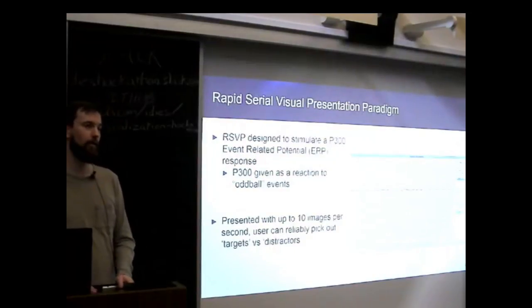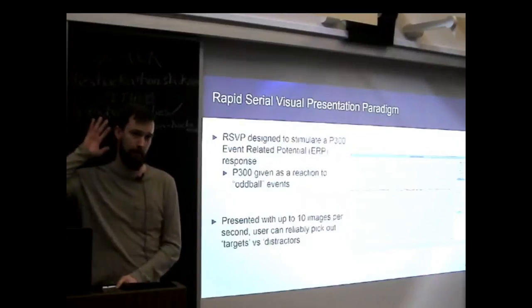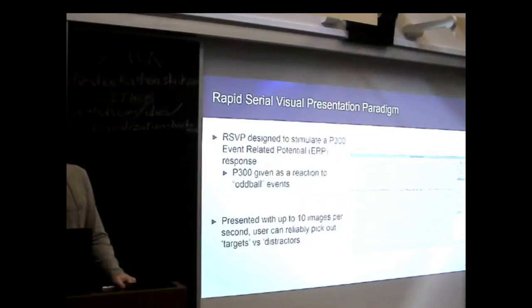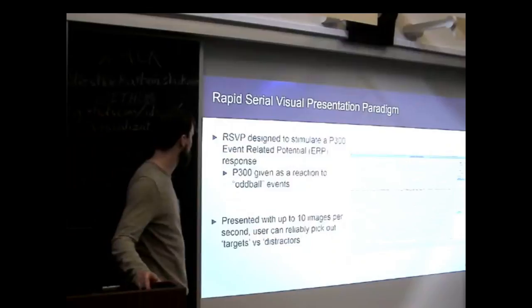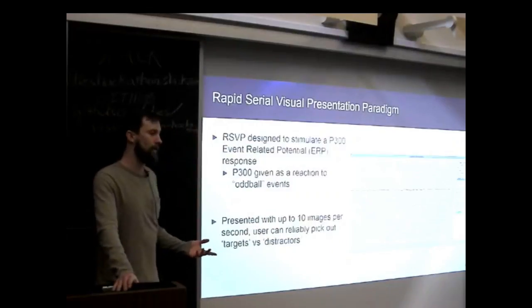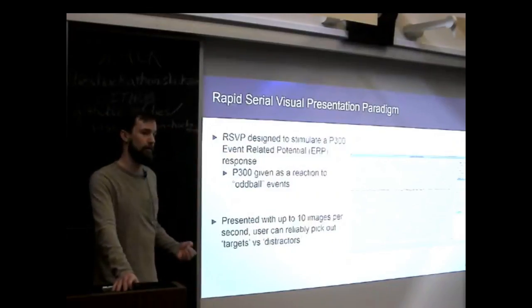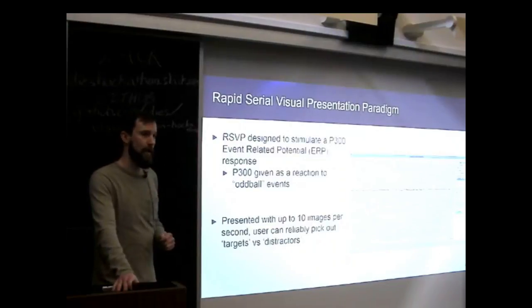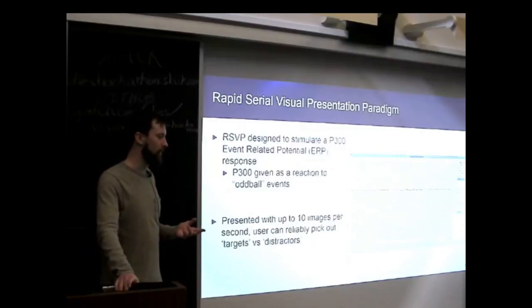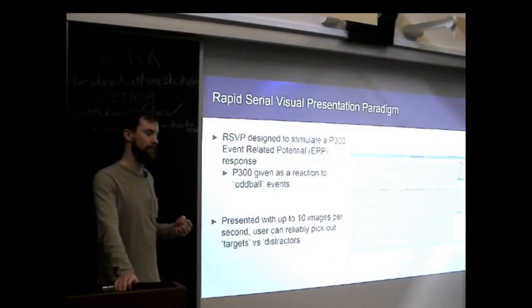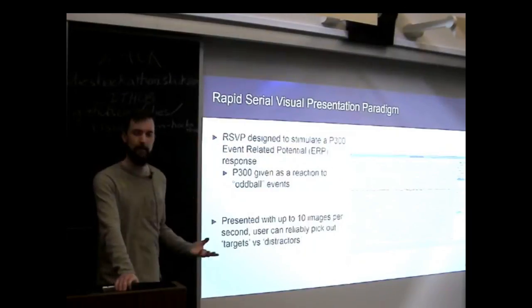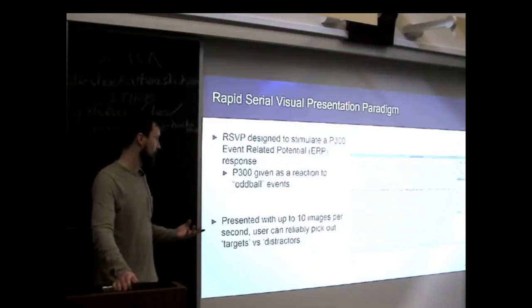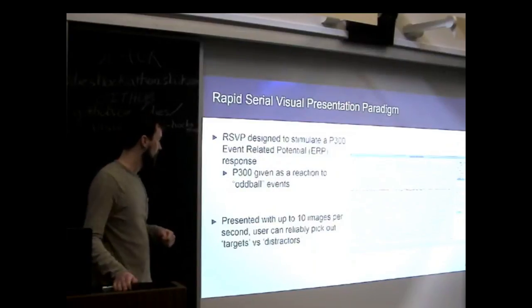P300s generally are stronger exhibited towards the back of the head. Okay, so to recap, rapid serial visual presentation is a paradigm that's designed to stimulate P300 responses. P300s are given as a reaction to oddball events, but you can also prime a subject to be interested in a particular thing. And I'll get to an example shortly.